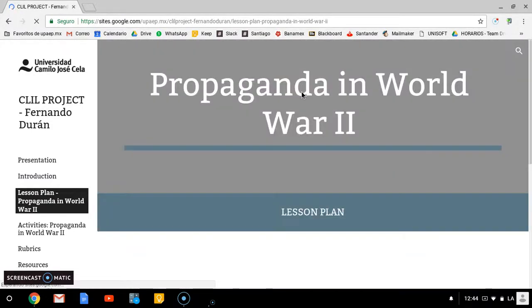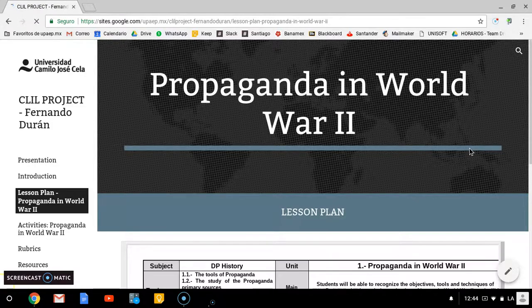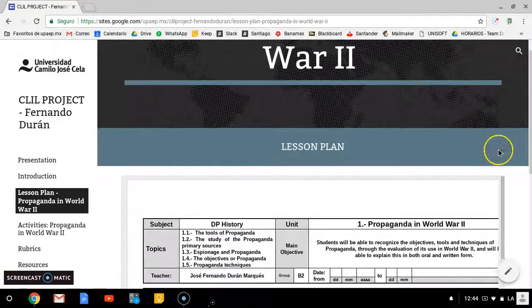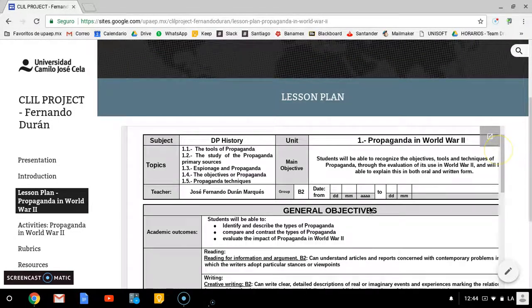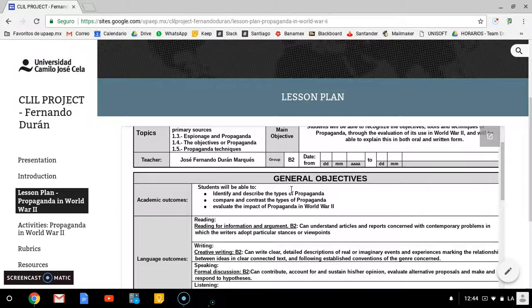The lesson plan's main topic is propaganda in World War II. This is actually a very important topic in the history higher level diploma class, and this is the template for the lesson plan. The lesson plan includes the different topics, from the tools of propaganda, the study of the primary sources, espionage and propaganda, etc., and the main objective. And this is important: we are talking about B2 students. That is why the activities that they will develop are more complex and more demanding.